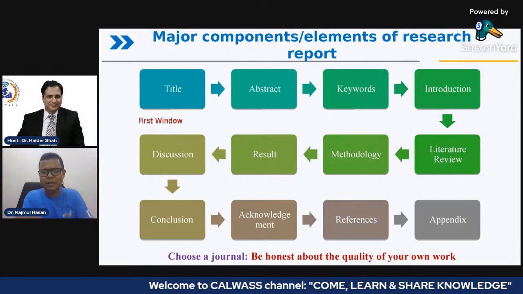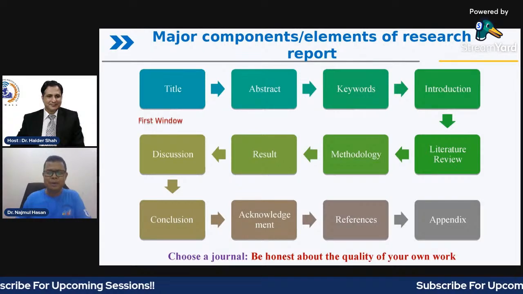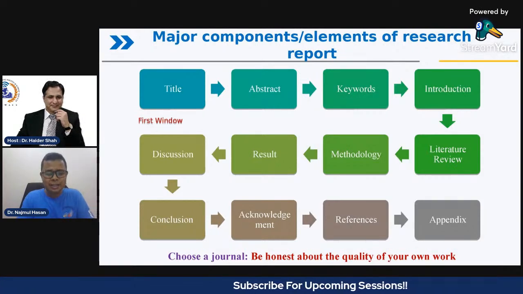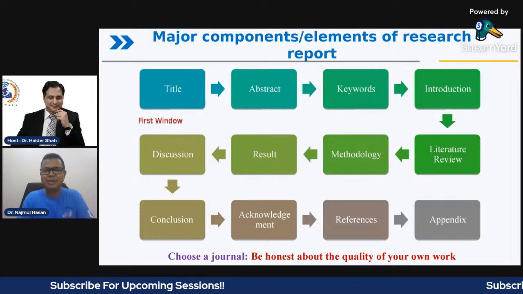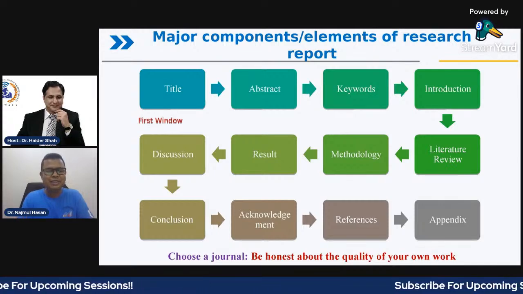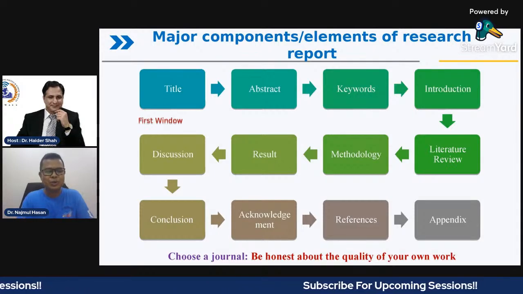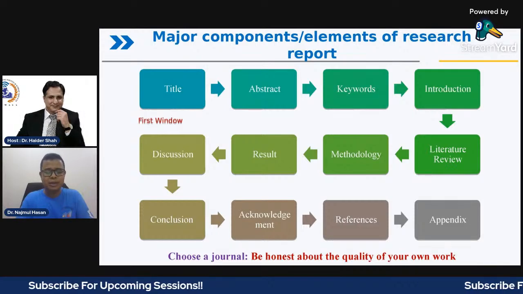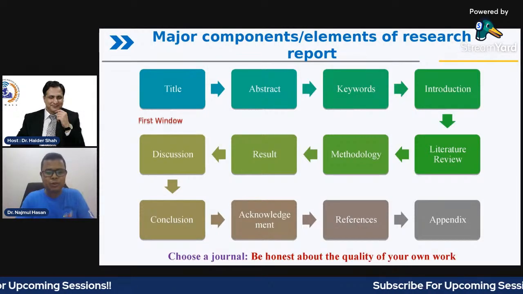This is the general component actually. For those who are working with papers or trying to publish a paper, the common structure is the title, abstract, keywords, introduction, then literature review, methodology, results section, discussion, conclusion, and acknowledgement, right? This is the common component.